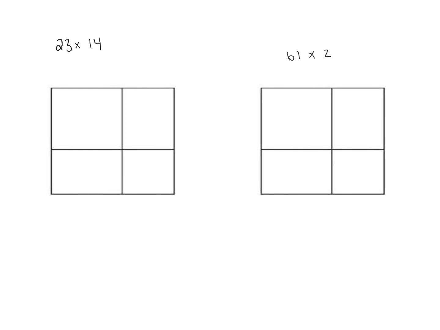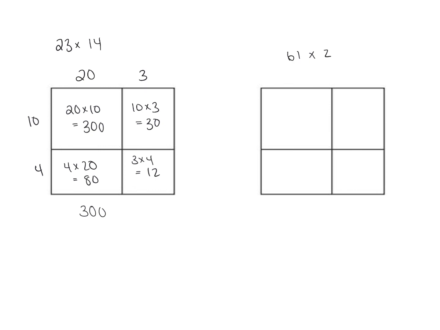All right, 23 times 14, I'm going to separate 20 and 3 and 10 and 4 and do my multiplication. 20 times 10 gives me 200. 10 times 3 gives me 30. 4 times 20 is 80. And last, 3 times 4 is equal to 12, which gives me an answer of, let's see, 200, 80, 30, 12, 322.